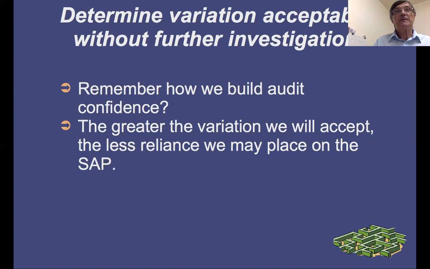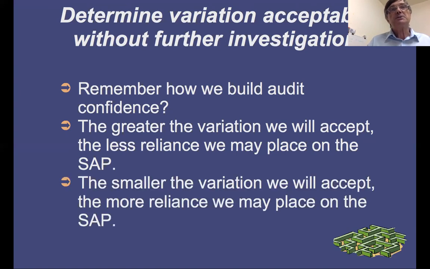That's a very small variation. We can get a lot of confidence from that test. If we have a wide range, this could be between a range of 40%, yeah, that's not a lot of reliance. So it's more variation means less reliance, less variation means more reliance that we can put on that.